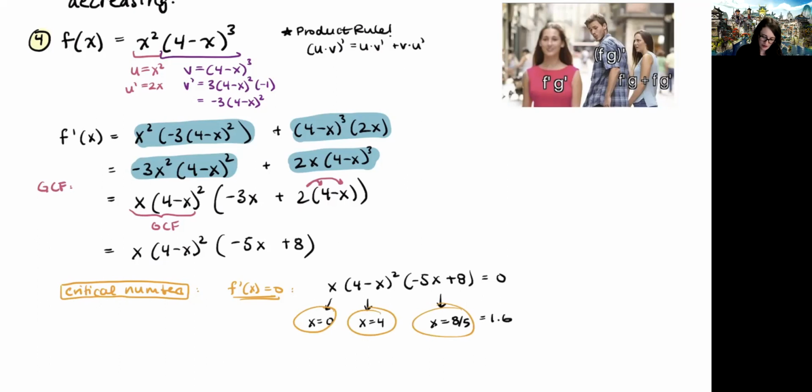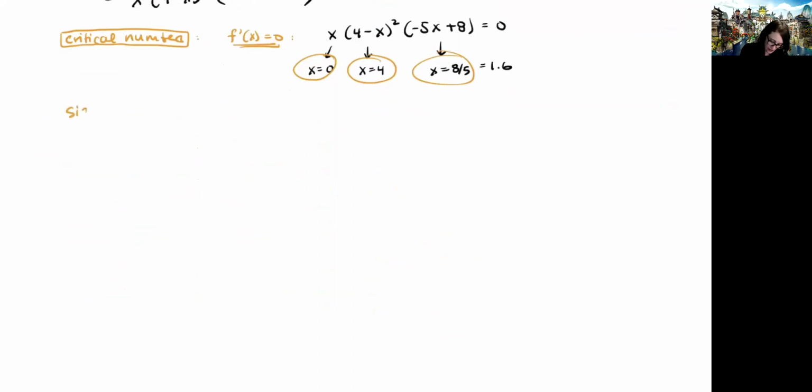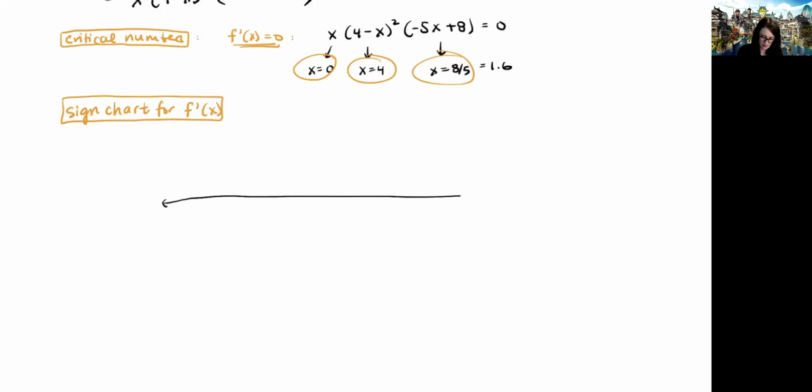All right, so once we find our critical points or our critical numbers, here is where we want to make a sign chart for the derivative. Okay, so we've got 3 critical points. I'm going to make mine not too tiny. I like to have enough space, but you do want to put them in order. So we have 0 as our smallest one. We've got 8/5 next. And then we've got 4 as our biggest one. This is going to split our number line up into 4 different intervals.